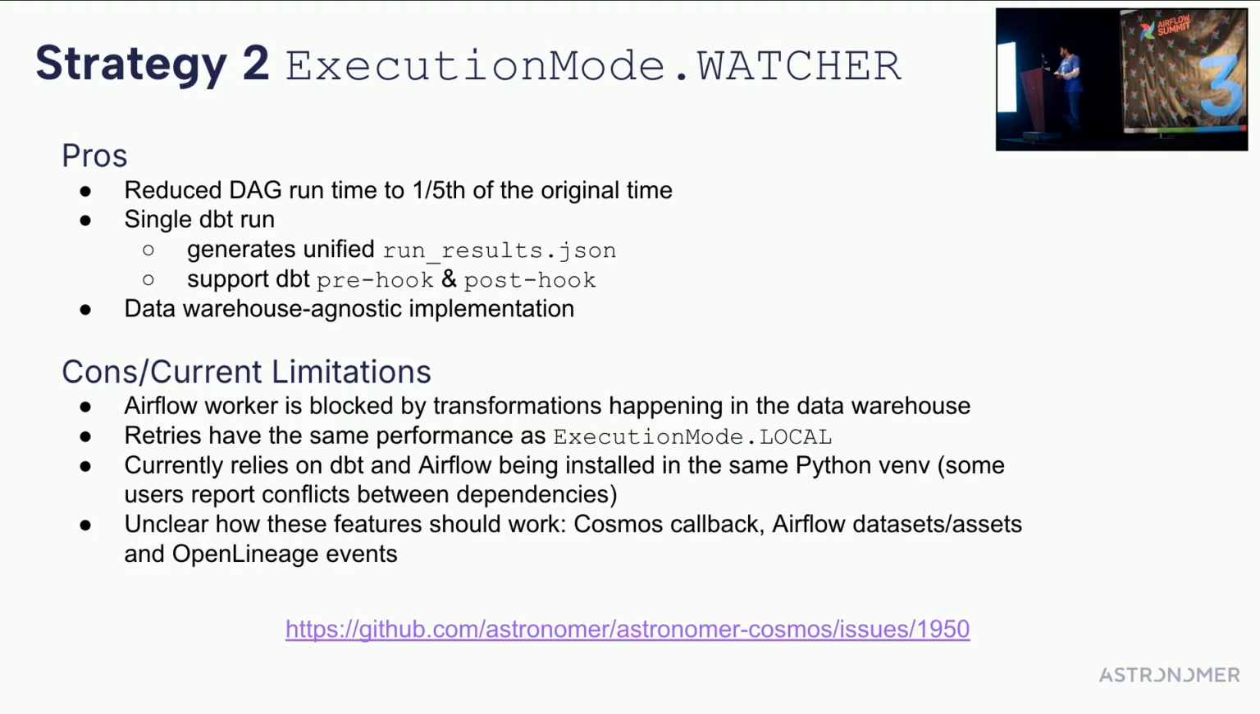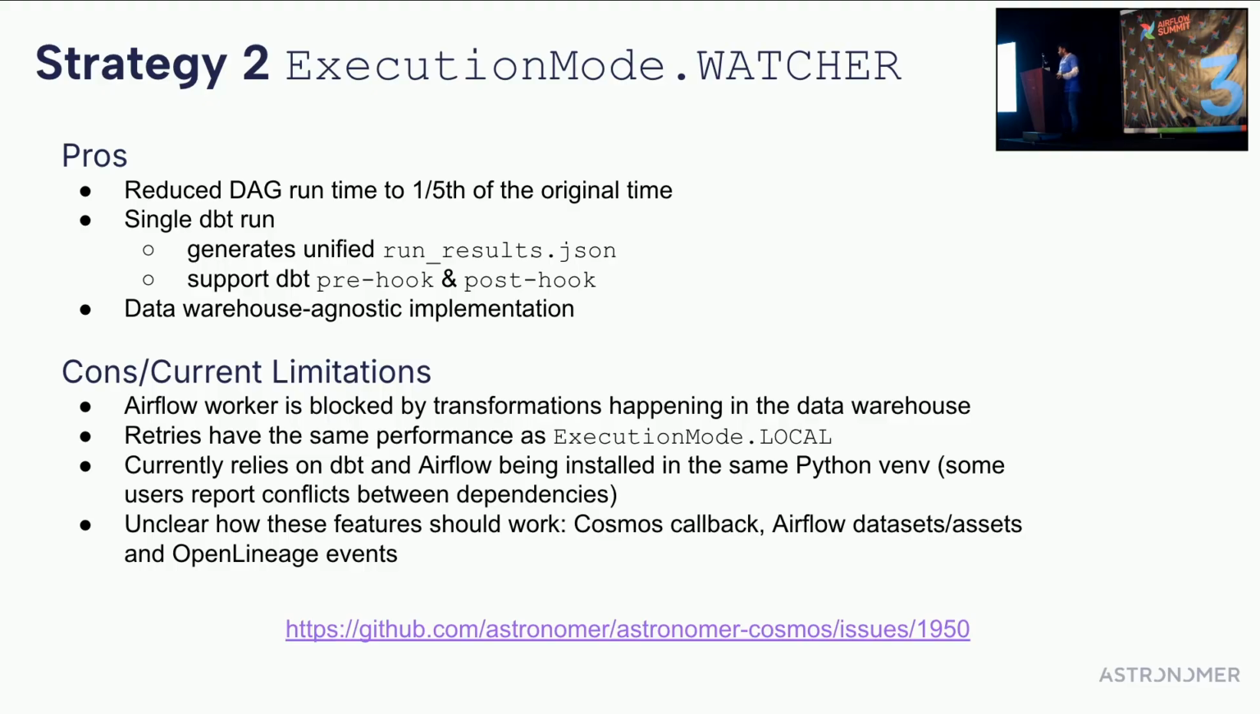Coming to the limitations, since the sensors currently occupy worker slots, the slots would be blocked while they are sensing. That's the problem. Retries have the same performance as execution mode local, meaning we allow retries in this execution mode, but if a specific model failed, using the Airflow UI you could retry a specific task. There's no way to parallelize all failed tasks. Of course, you can clear all the downstream tasks, but the threads won't play a role when you retry.